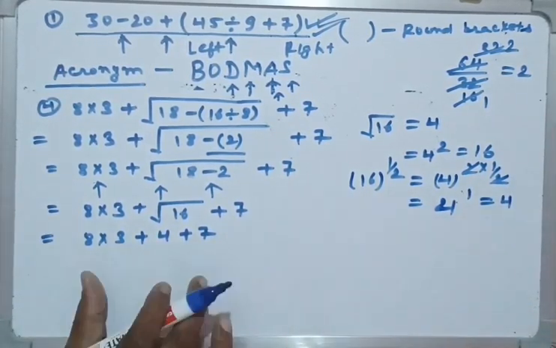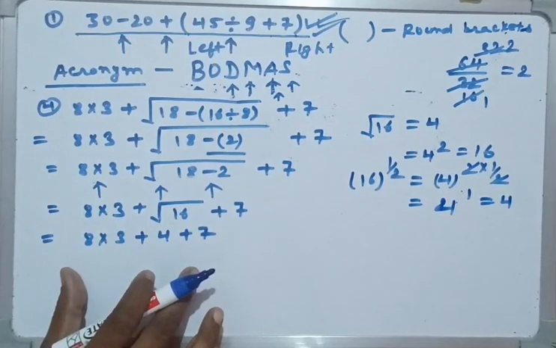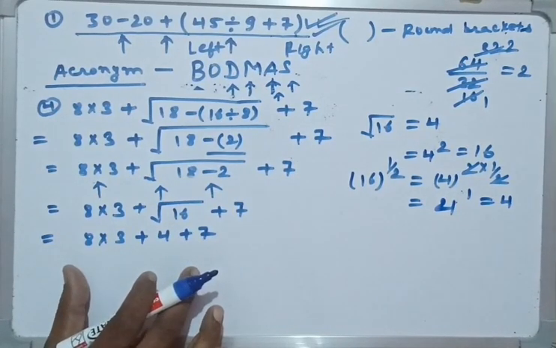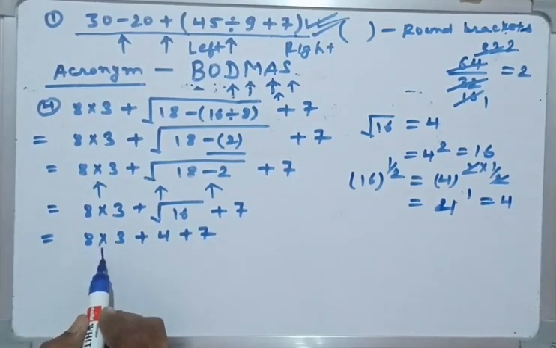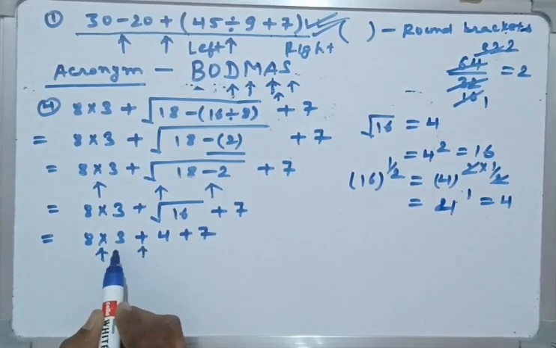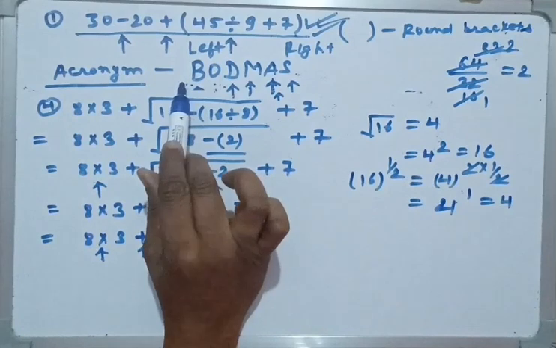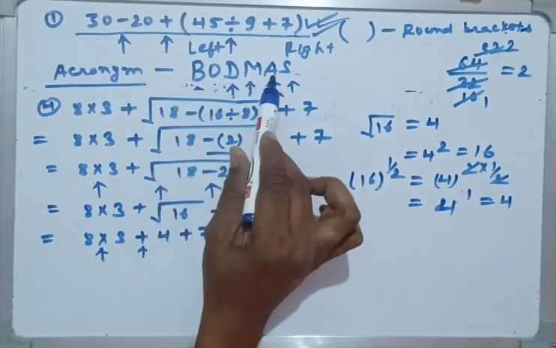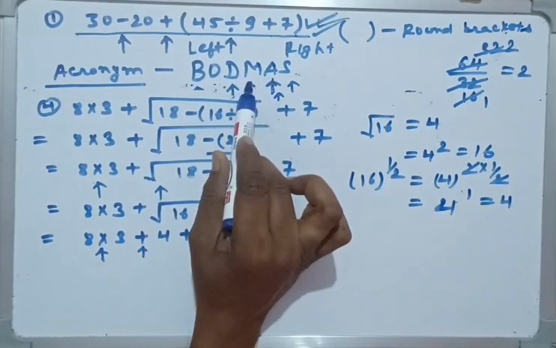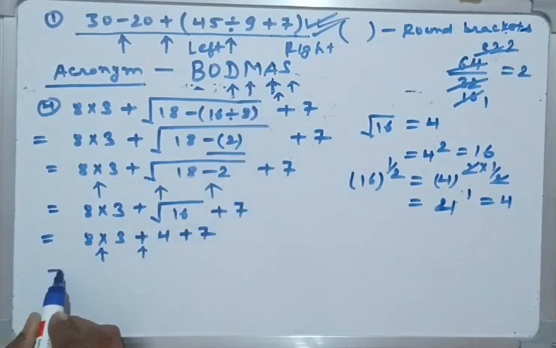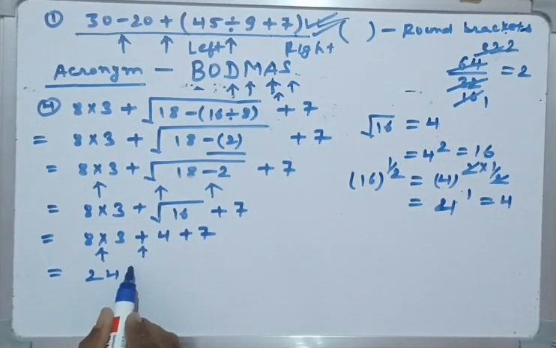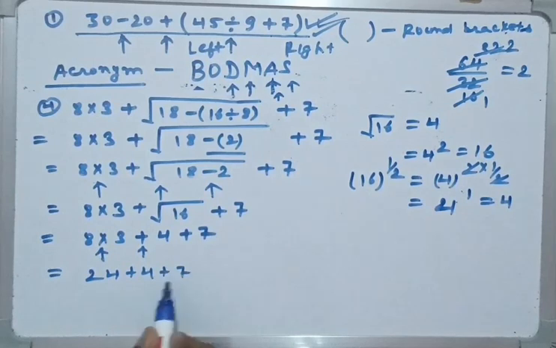Okay guys, now see, which operator do we use first again? Here multiplication and then addition. In BODMAS, when you move from left to right, M comes first. So you can write 24 plus 4 plus 7, then the answer here is 35. Okay guys, now take another example.